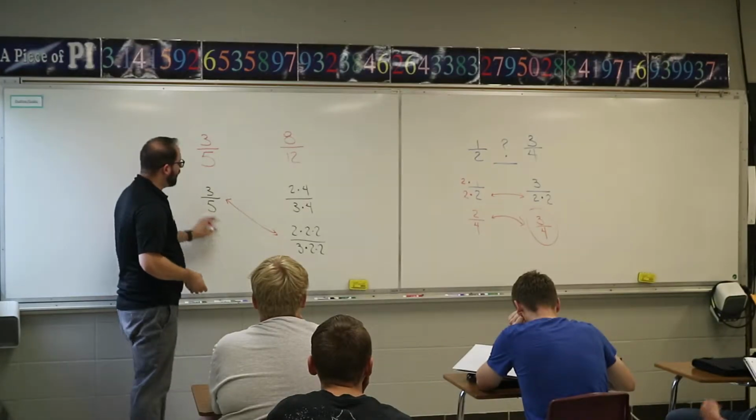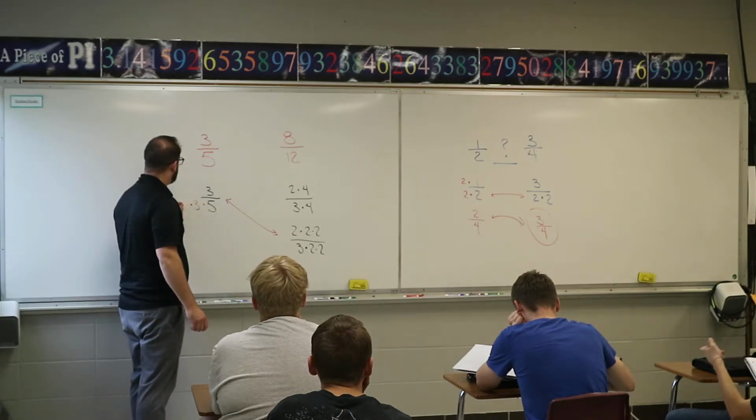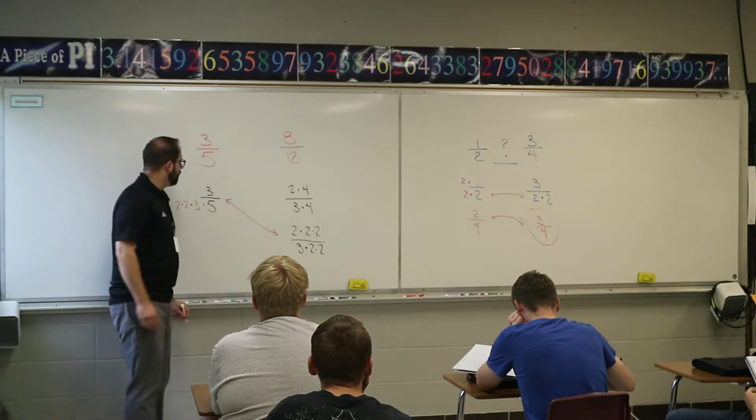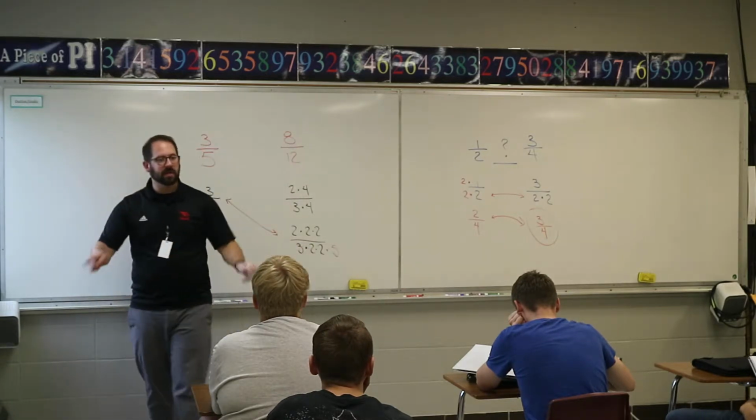So what I'm going to do is make sure that they do. On this side, I'm going to make sure that they have a 3, a 2, and a 2 over here as well. On the other side, I'm going to make sure this has a 5 on the bottom. That way they have the same denominators now.